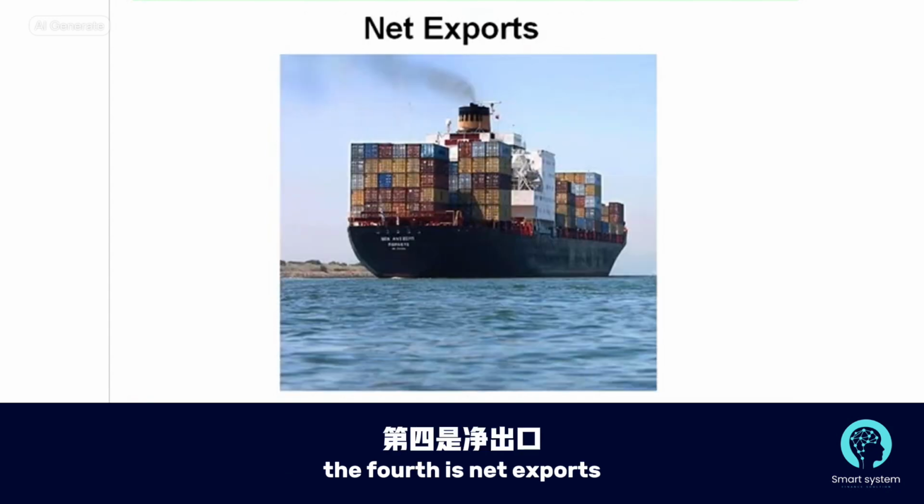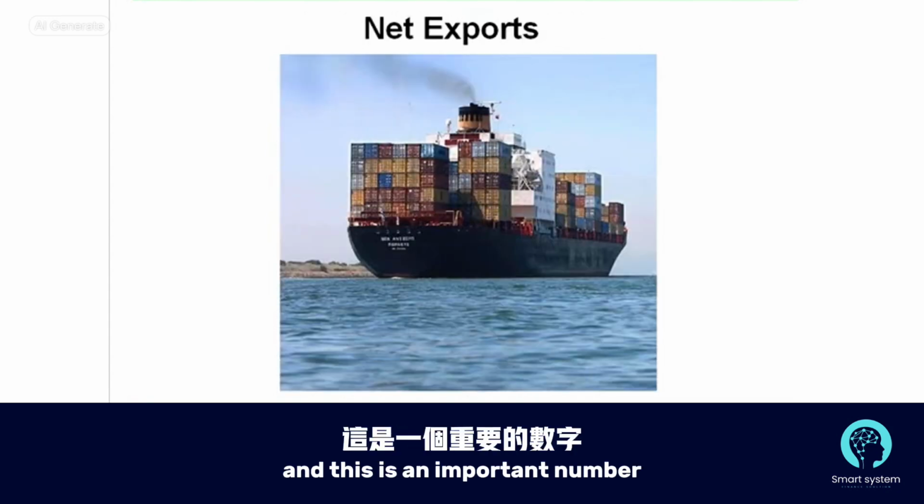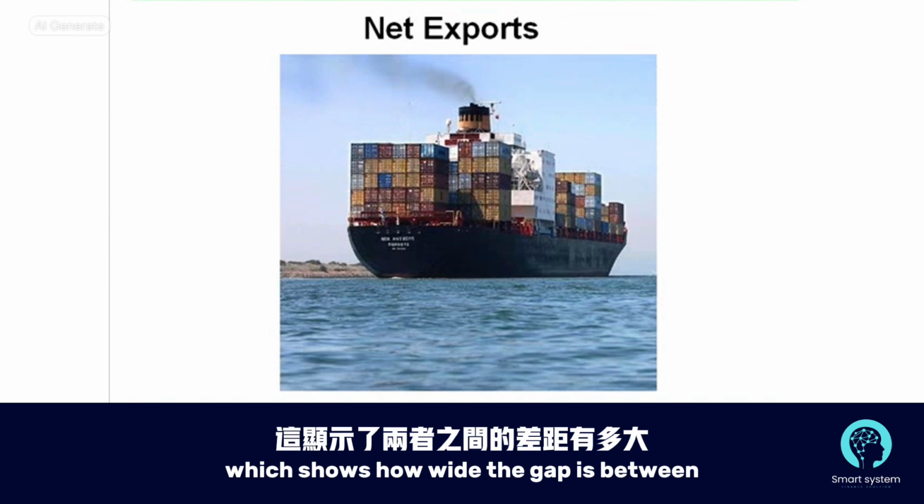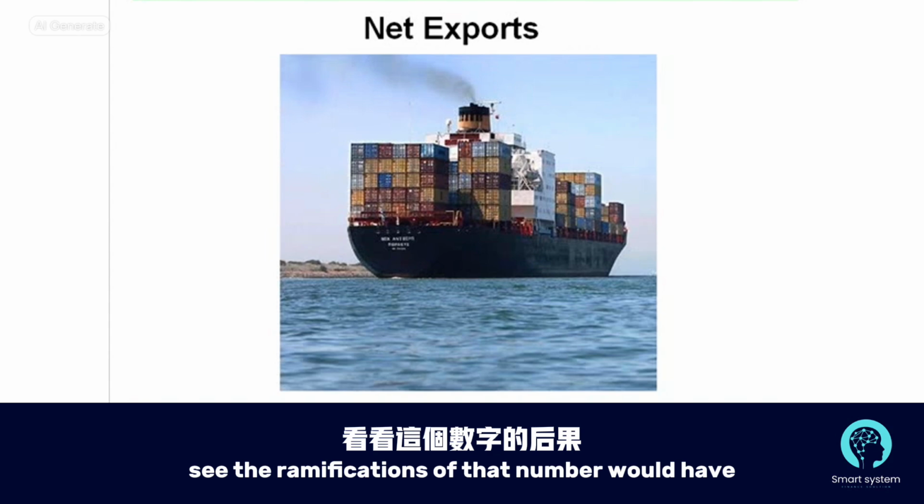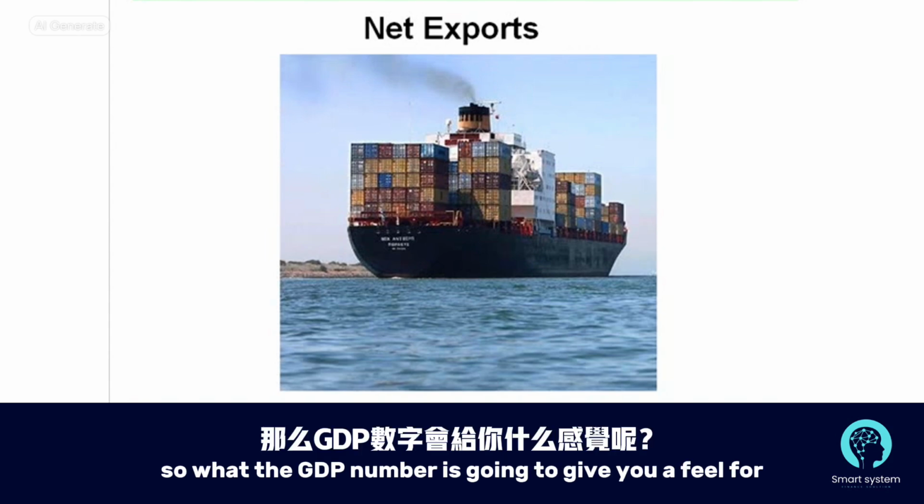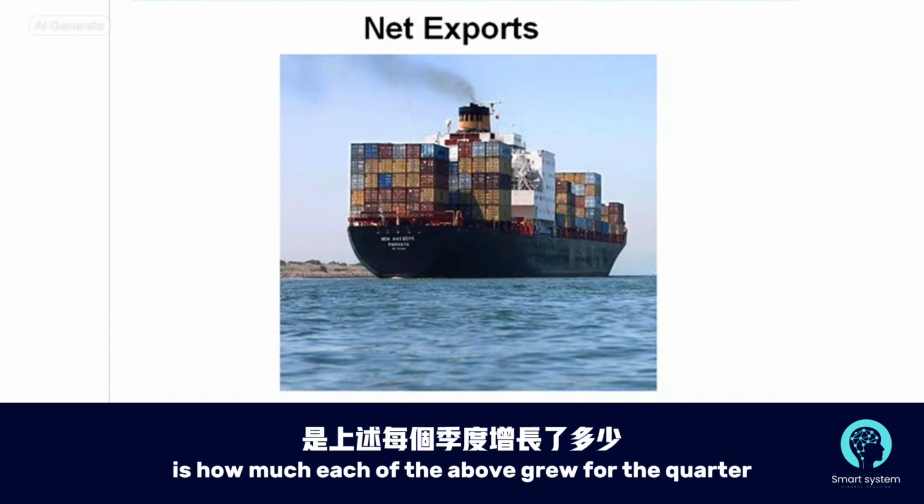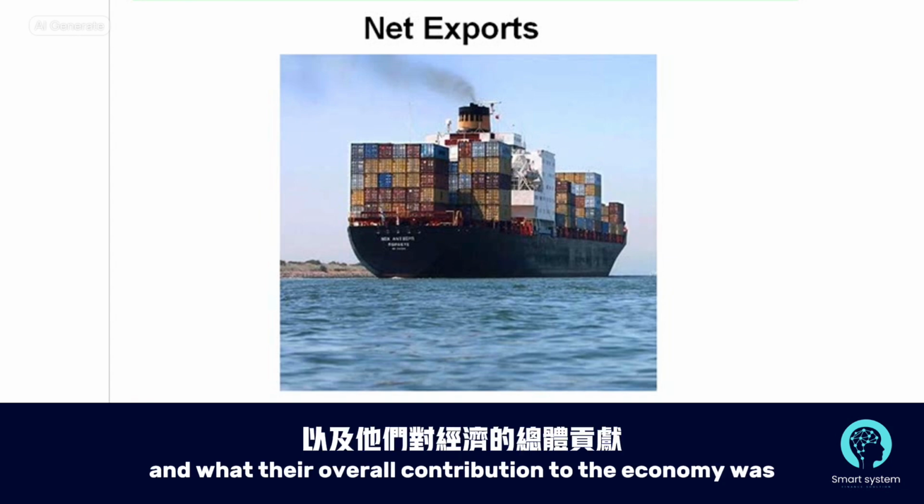The fourth is net exports. And this is an important number, which shows how wide the gap is between how much the US exports and how much it imports, and you can obviously see the ramifications that number would have. So what the GDP number is going to give you a feel for is how much each of the above grew for the quarter, and what their overall contribution to the economy was.